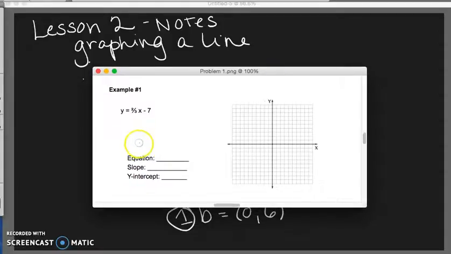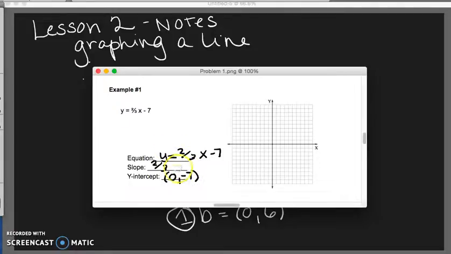Okay, so step number 1 is: is our equation in slope-intercept form, meaning is the y isolated on the left side? And in this case, this equation is. So now we can identify our slope and our y-intercept. So our equation stays the same: y equals 2/3 x minus 7. Our slope is 2/3 and our y-intercept is 0, negative 7.